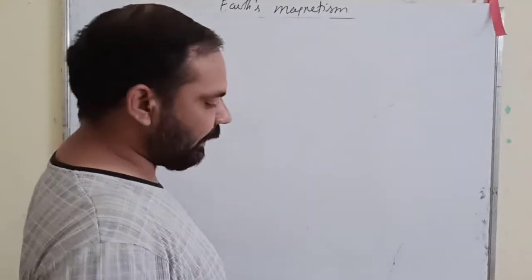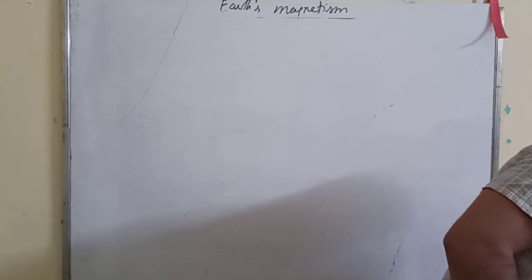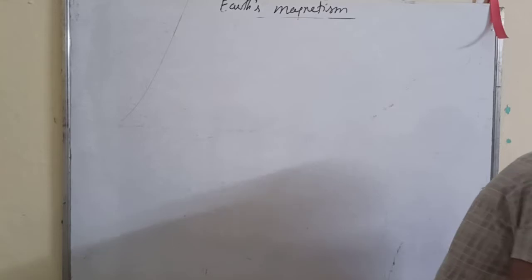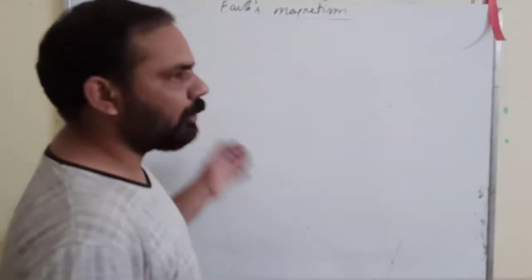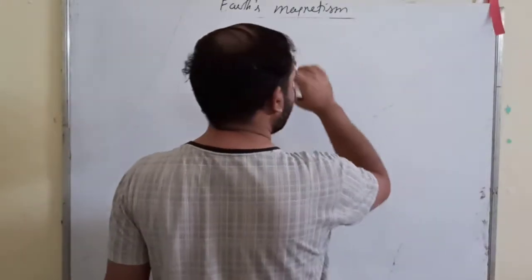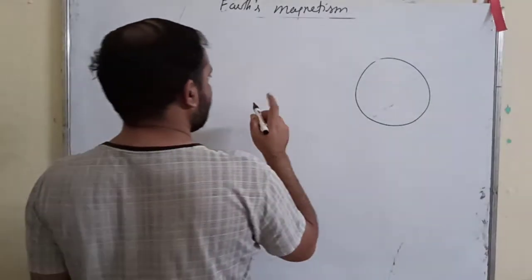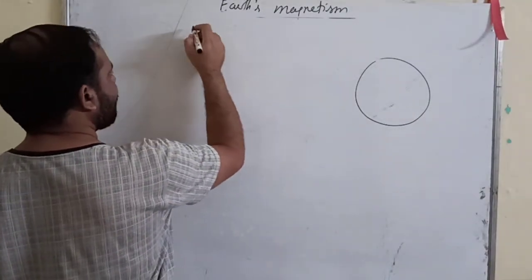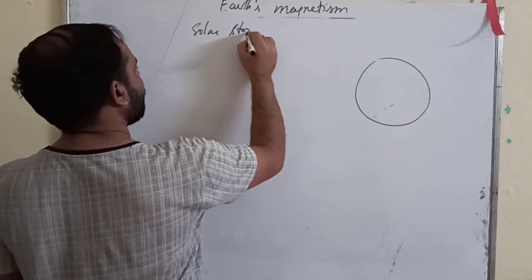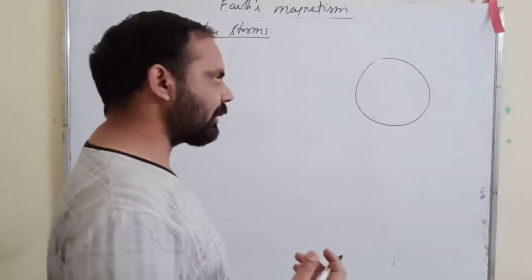Now one thing we can discuss on the topic is that the poles are continuously shifting. We can have a small discussion on that topic also. This is Earth, right? Now here we will discuss a small term called solar storms. Now what is a solar storm?